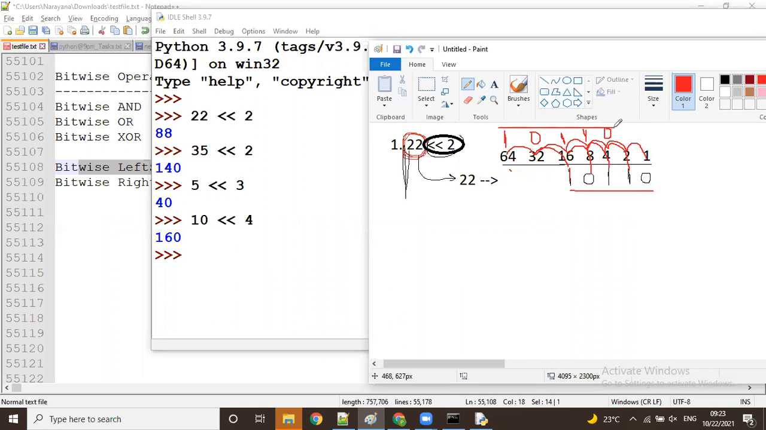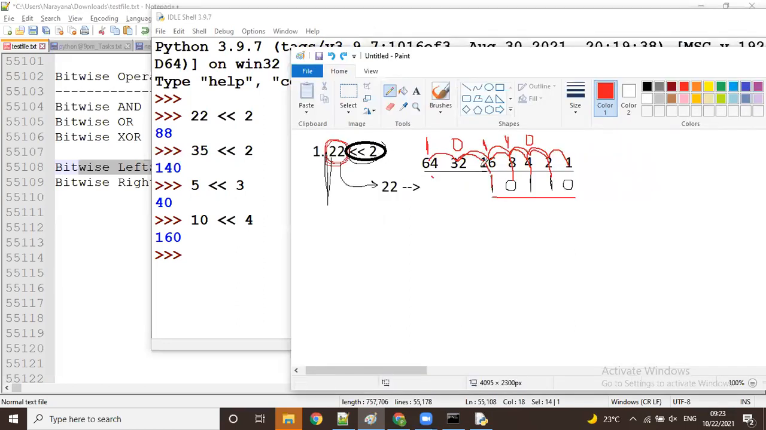The order will not change, guys. Every element will move, right? Okay. Now after moving, wherever the one is there, that integer we have to sum, guys.